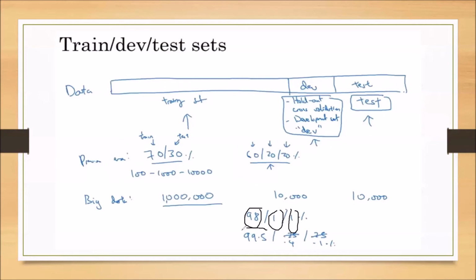You may also use 99.5% of the data samples for training, 0.4% for cross validation or development, and 0.1% for the testing purpose.